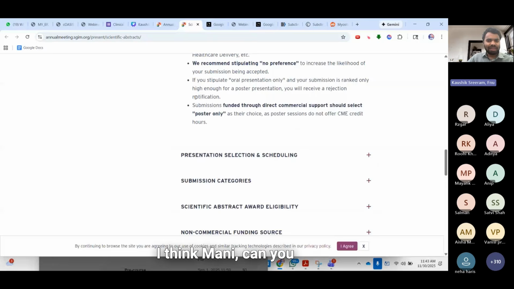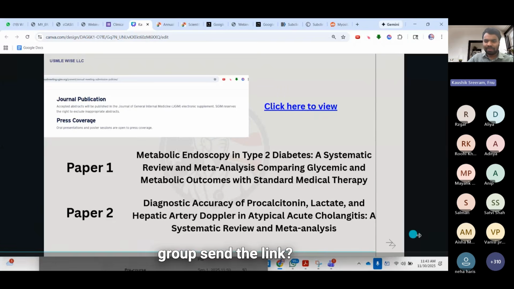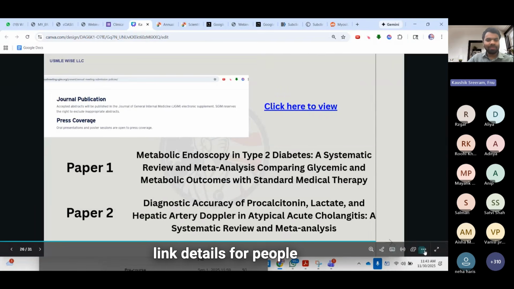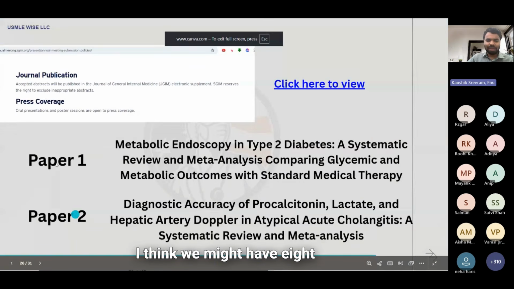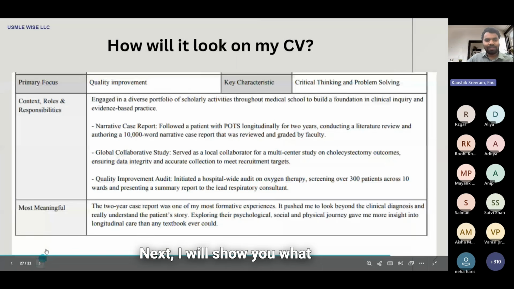I think, Manik, can you send the link, or can some person from my group send the link? We will share that link and details for people who are interested. I think we might have 8 slots in our group, for people who are interested to join that. Next, I will show you what all you guys are waiting for.